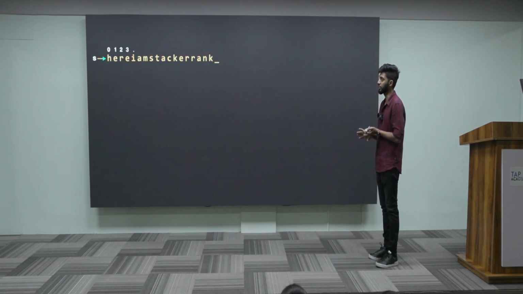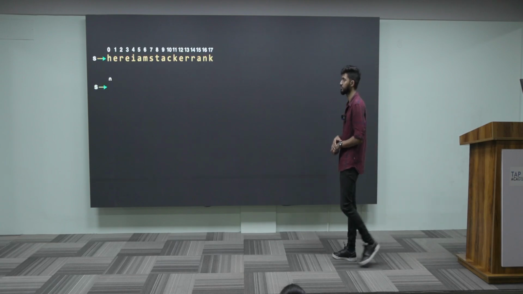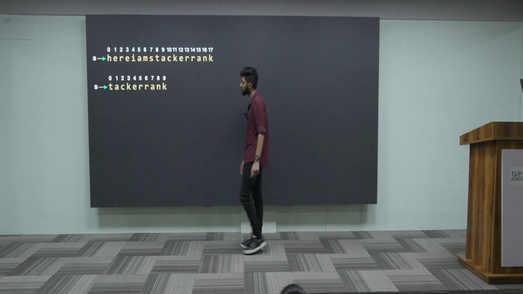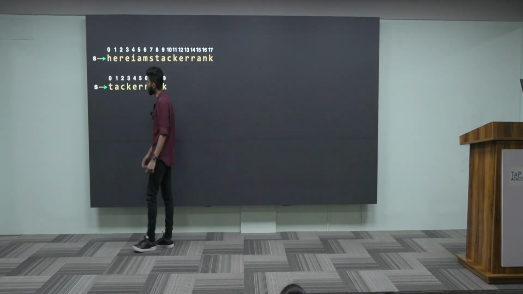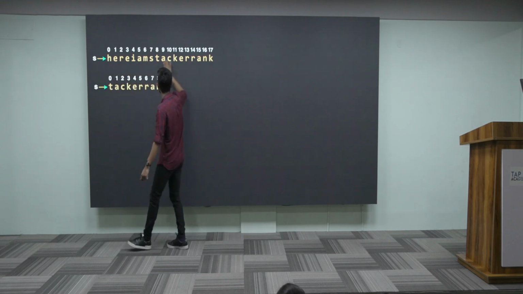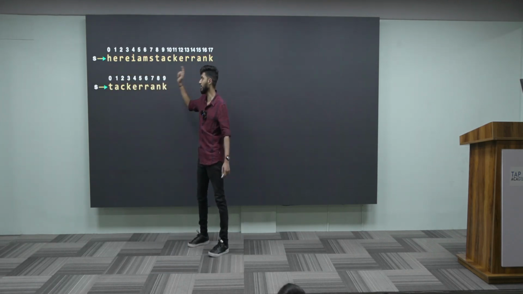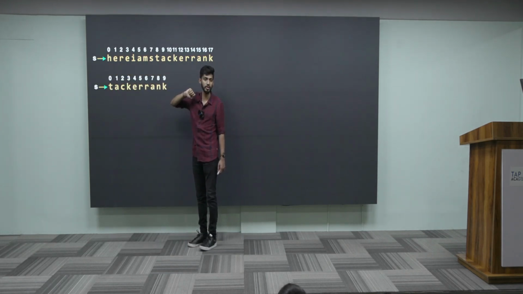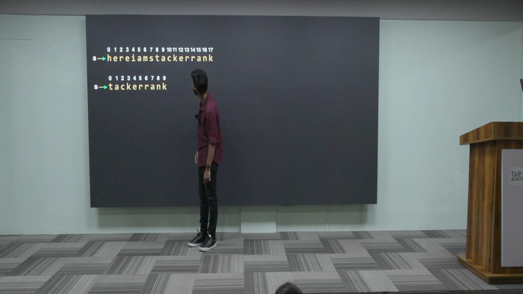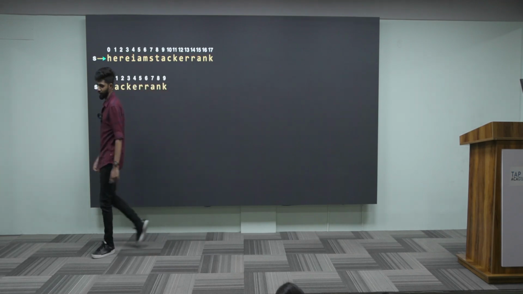So this is the first string that we have, and this is the second string that we have. So now what we need to do is check whether this string is available over here or not. So is this string available over here? Yes? Okay. It's available over here.